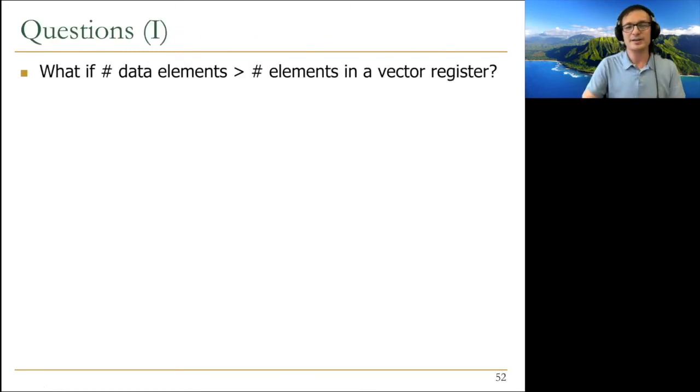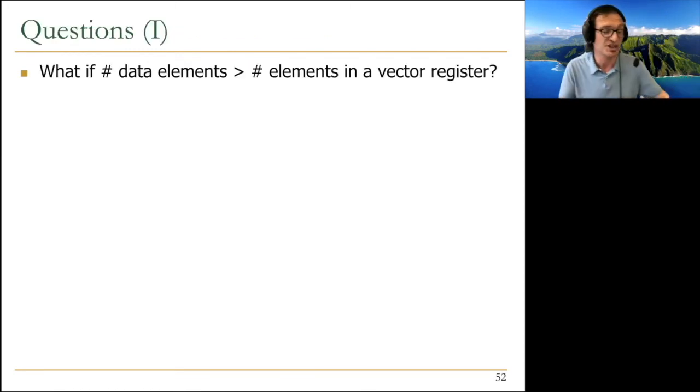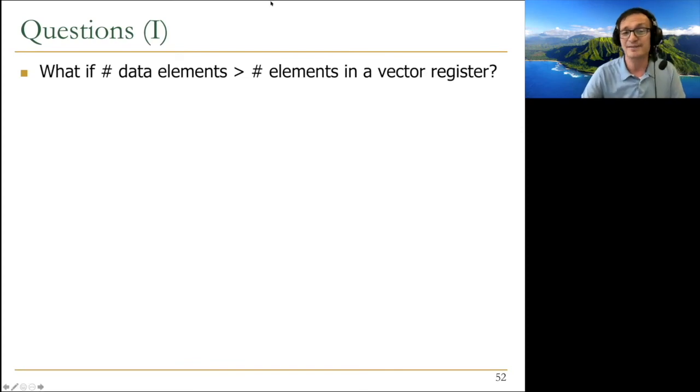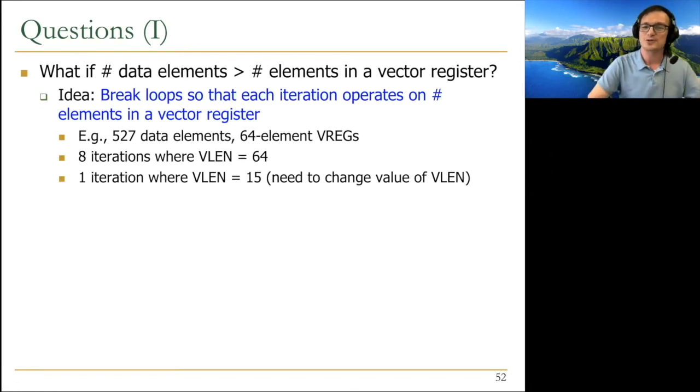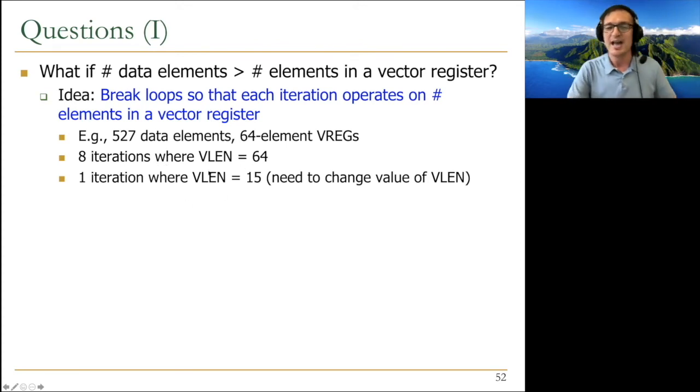Okay, so there are a bunch of interesting questions to make this more general purpose. Now let's take a look at that. What if the number of data elements is greater than the number of elements in a vector register? Now you need loops. Basically, you break it into loops so that each iteration operates on the number of elements in a vector register. For example, if you have 527 data elements and 64-element vector registers, now you need a loop where you have 8 iterations where vector length is 64 and 1 iteration where vector length is 15, right?